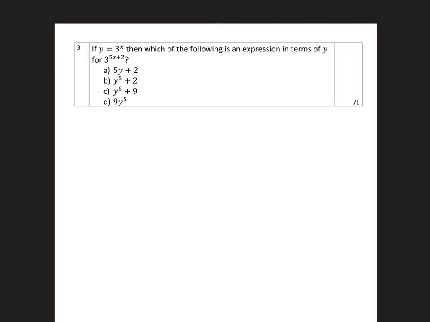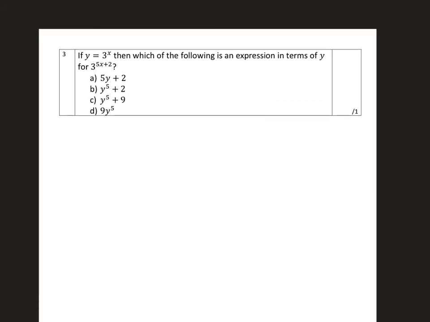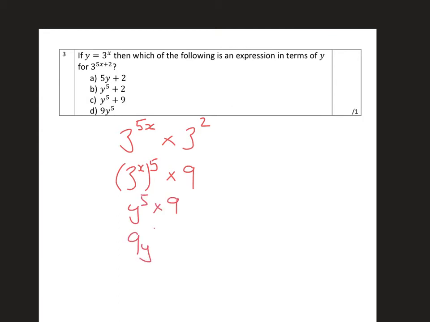Okay, third one. If 3^x equals y, then what's 3 to the power 5x plus 2 in terms of y? Well, first thing is, if there's a plus in the power, when I split it up, it turns into a times. And 3 to the power 5x, I can write that as 3 to the power x, to the power 5, times, well, 3 to the power 2 is 9, and 3 to the power x is y, so it's y^5 times 9, so it's 9y^5.